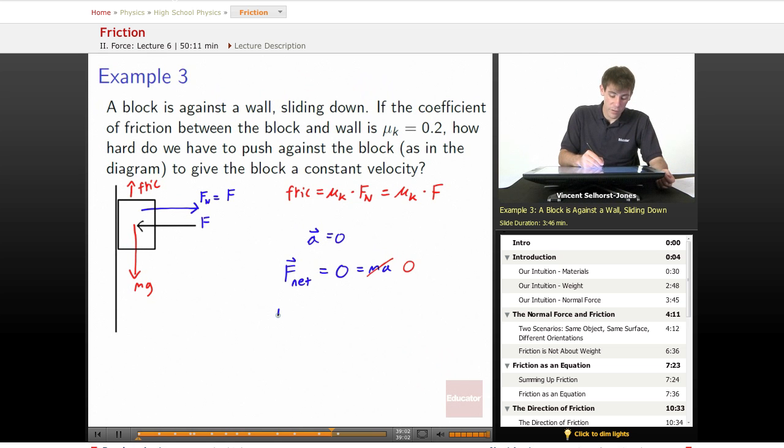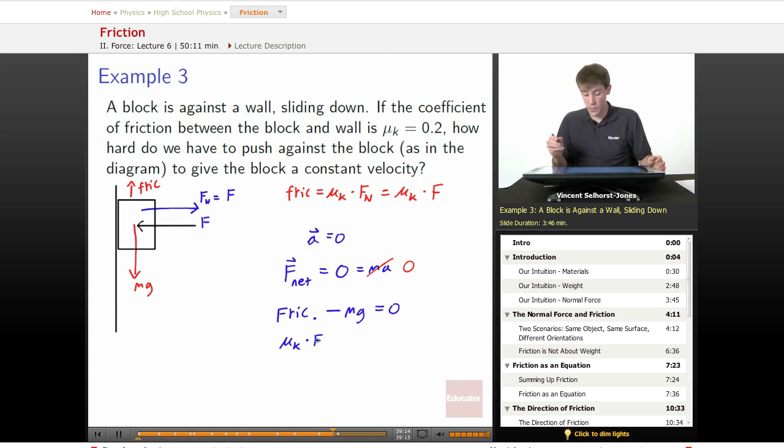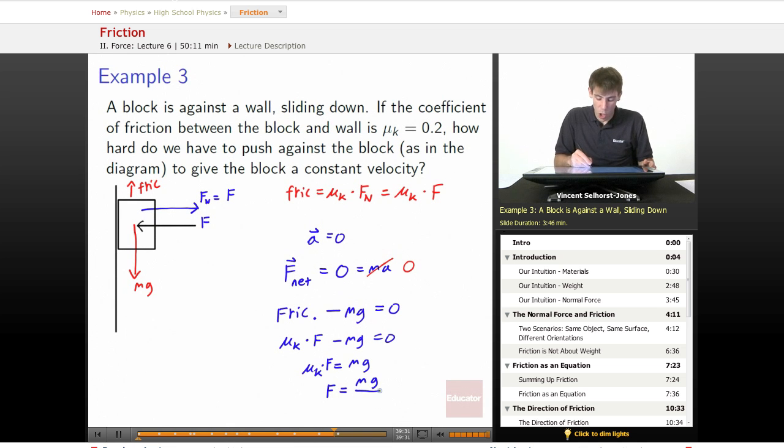So let's say that up is positive. So we've got that the friction force minus mg equals 0. So what's the friction force? It's mu k times F, minus mg equals 0. So we've got mu k times F equals mg. So F equals mg over 0.2.